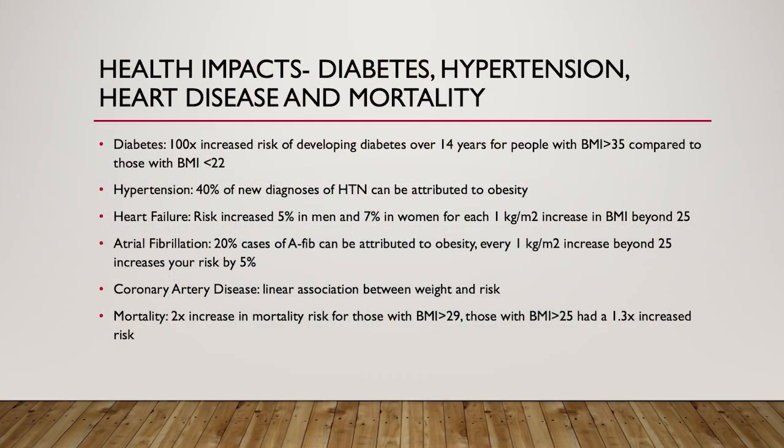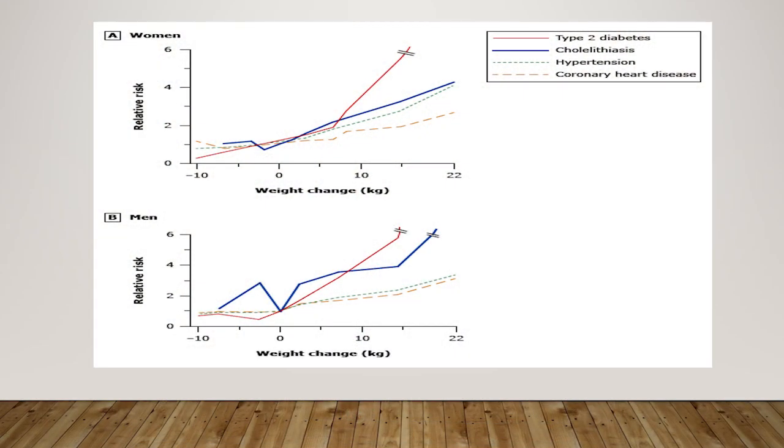And then mortality risk, the sum of the parts here. Those with a BMI greater than 29 were at twice the risk of mortality as those with a normal BMI, and even those that are overweight have an increased risk, a 1.3 fold increased risk. Just some graphs showing that linear relationship between weight and some of the things I mentioned. One I didn't go through yet was gallstones, which is cholelithiasis, up in the top right there.